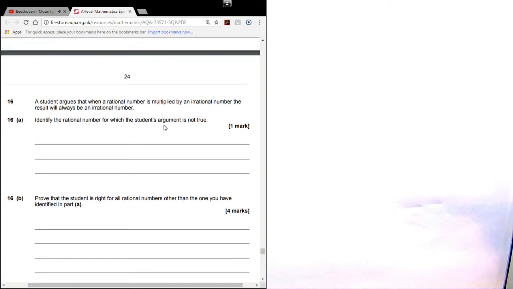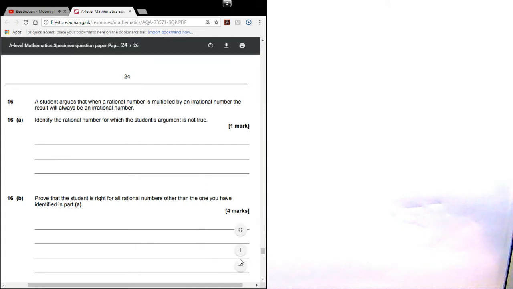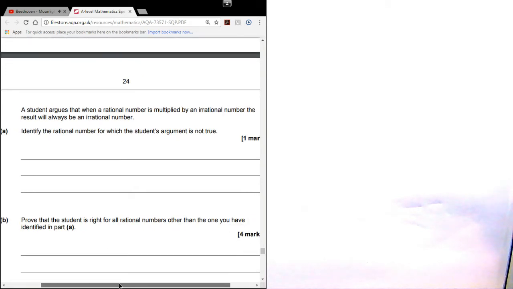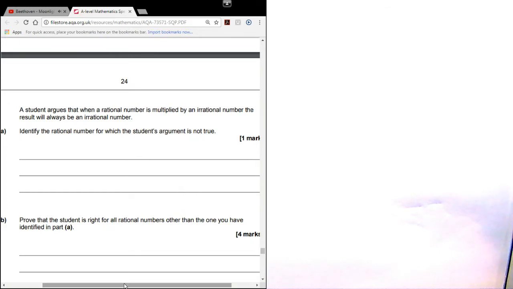And this question has just a few marks to it. It says, a student argues that when a rational number is multiplied by an irrational number, the result will always be an irrational number. What an argument, I'll say. Okay, so identify the rational number for which this argument is not true. So you've got a student who walks up to you and says, when you multiply a rational number by an irrational number, your answer will always be irrational.